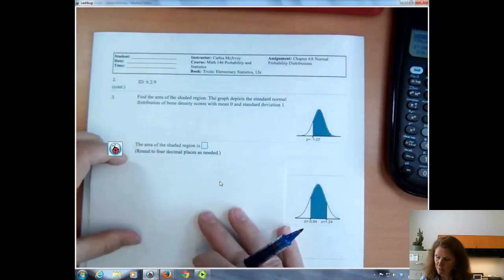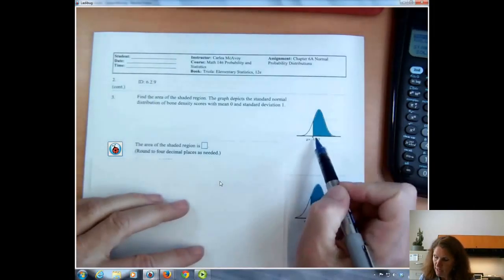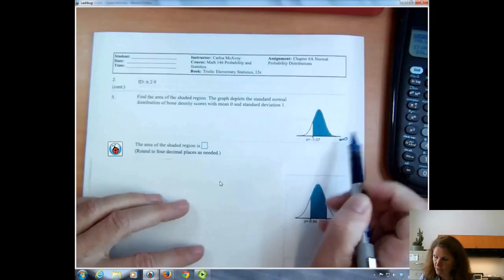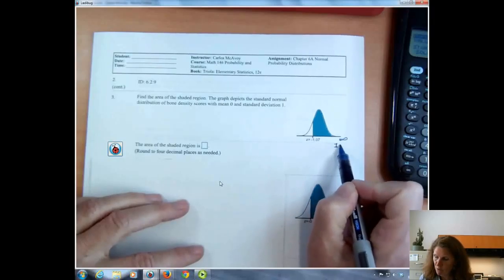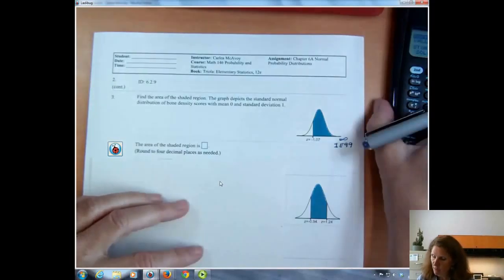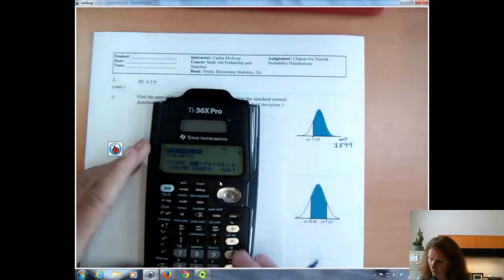Okay. Now I'm looking at the same kind of thing. I have a mean of 0, standard deviation of 1. Now I'm starting at negative 1.07 and I'm heading over here to infinity. And remember, infinity is going to be 1e to the 99th on your calculator. So I'm going to put that in there. I'm going to do solve again.